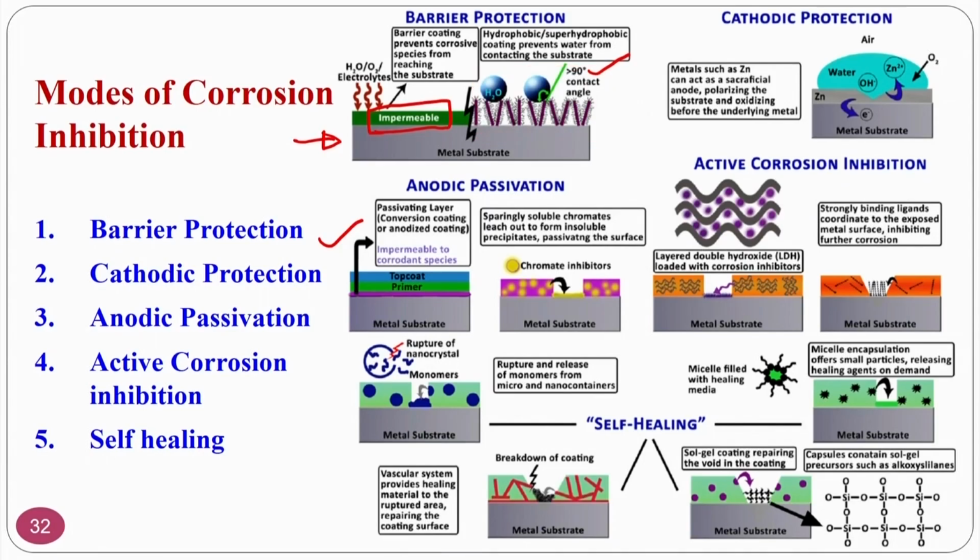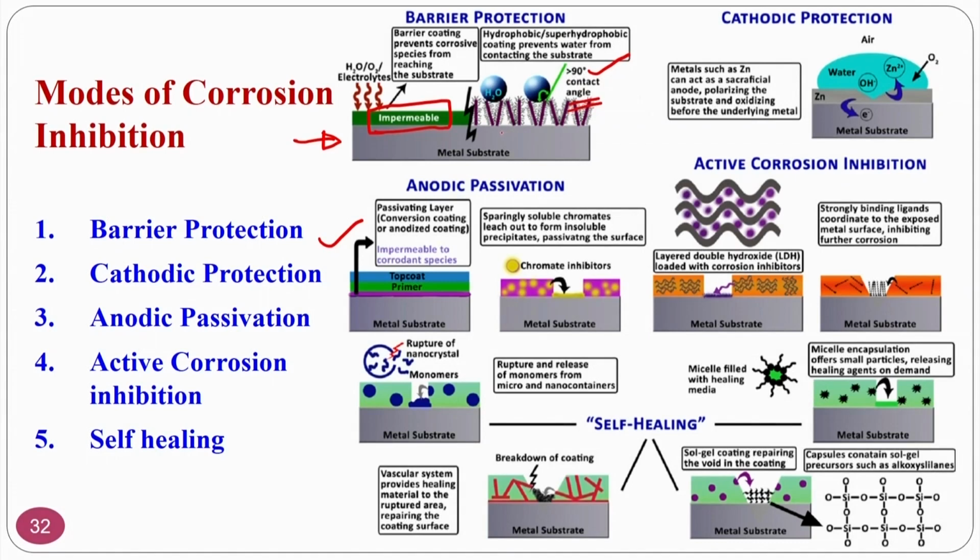If it is hydrophobic, the contact angle is more than 90 degrees, so it is a phobic surface. If the water falls on it, it cannot directly contact the workpiece surface. It will directly go away from this particular surface itself. That is called barrier protection. You can have the bare coating, or you can go for hydrophobic or super hydrophobic coatings.